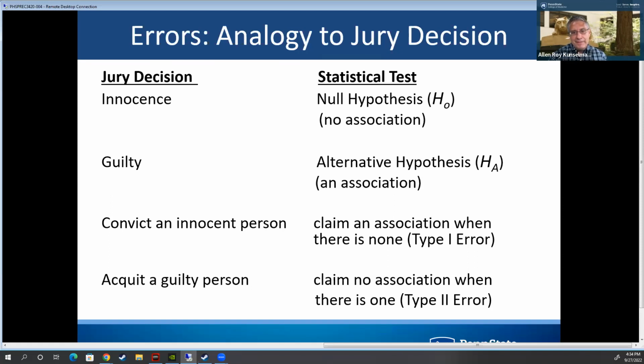So if he wins the case and claims there's association there, but there wasn't any, basically, if they convict an innocent person, that's making a type 1 error. If they claim there's no association when there actually was one, that is, they acquit a guilty person, that's a type 2 error. And I think most of us agree it's more egregious to send an innocent person to prison than it is to let a guilty person go free. So I hope this helps understand that a little bit.